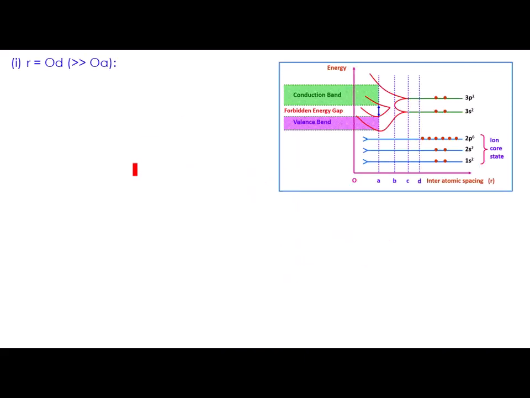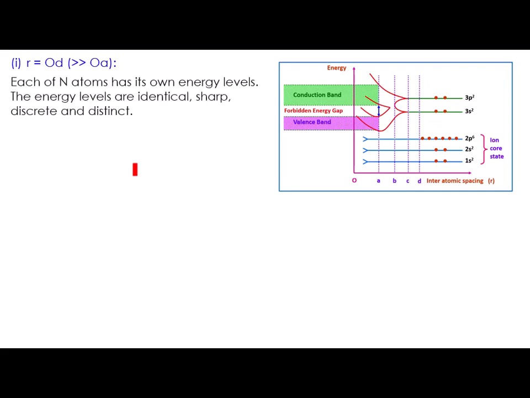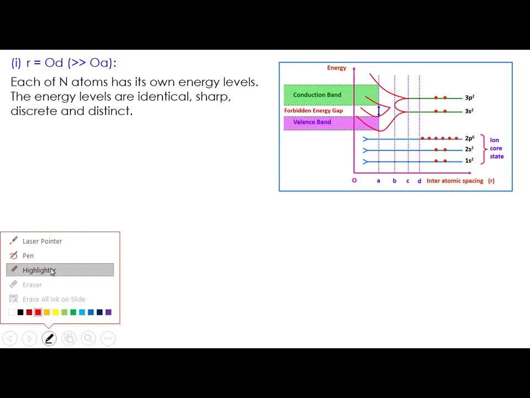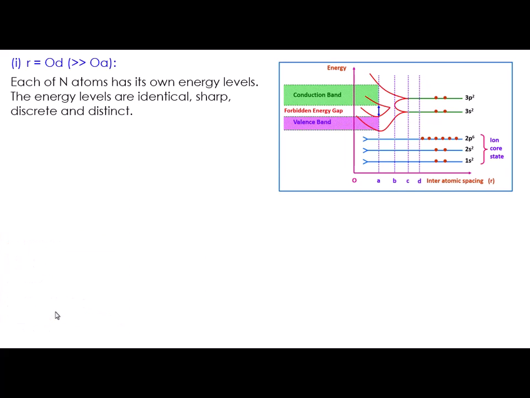Now, when R equal to OD, I am just reading out the conclusion points. Everything has been discussed. Now, when R was equal to OD, which is very much greater than the interatomic separation, each atom has its own energy levels, and the energy levels are identical, sharp, discrete and distinct.